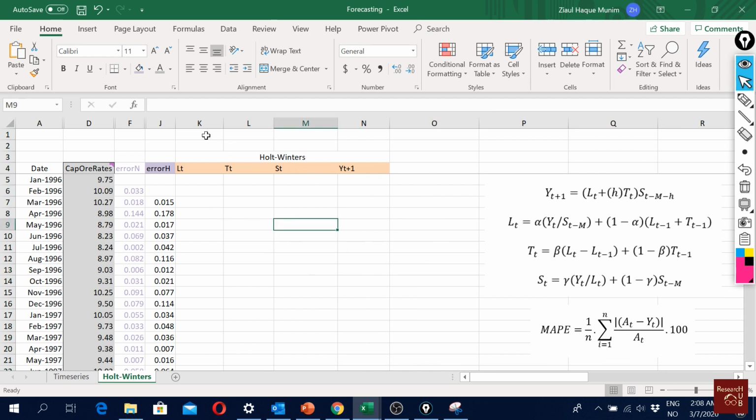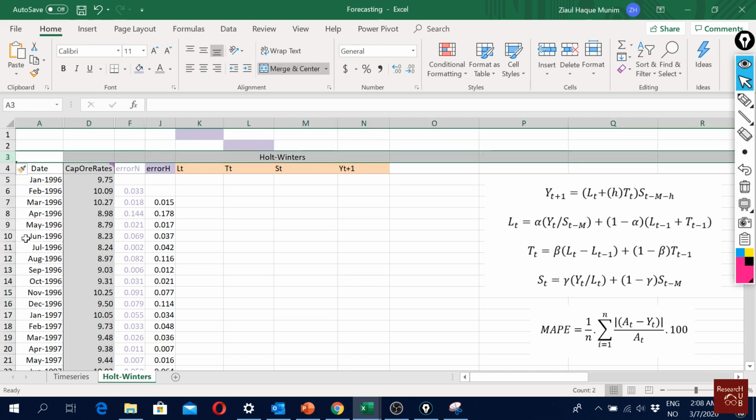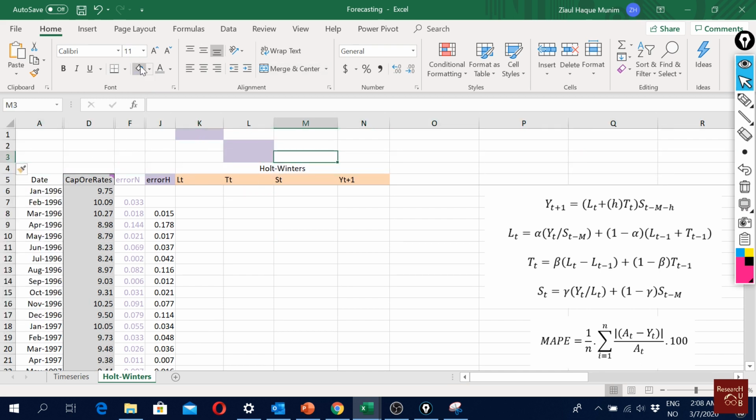Here we will use the alpha parameter for LT, the beta parameter for TT, and we will need one more parameter, the gamma parameter, for our seasonal component. So these are the 3 parameters that I will be using. And just to start off, I'm putting some values here. For instance, let's say I put 0.4 and then 0.3 and then 0.2. So just to start off, I'm putting these values here.